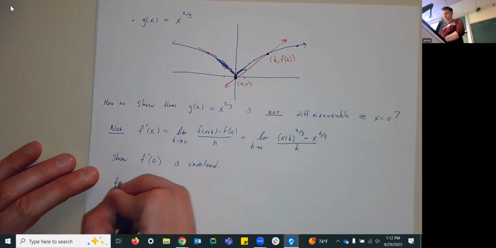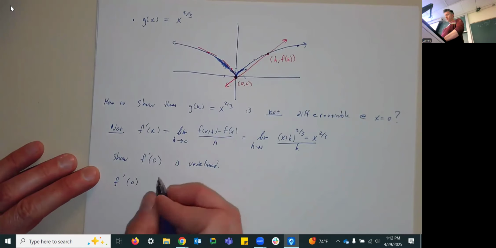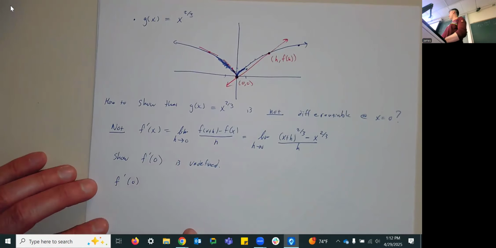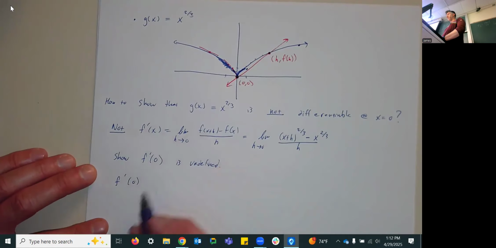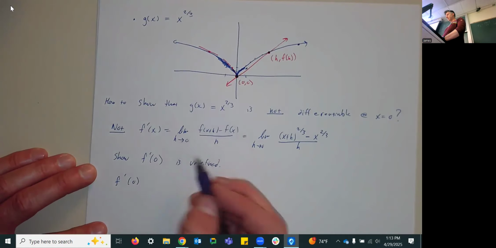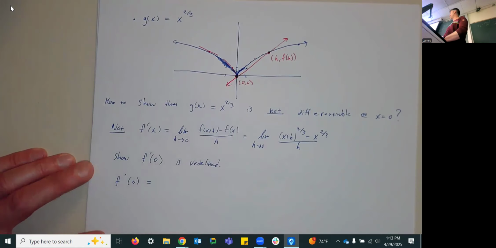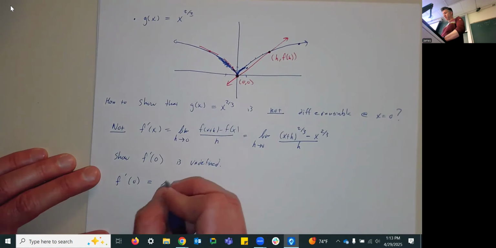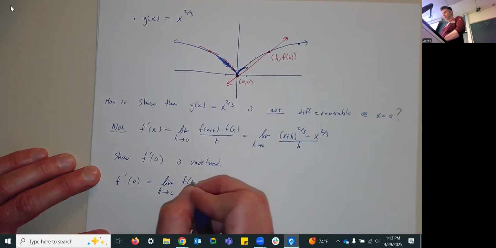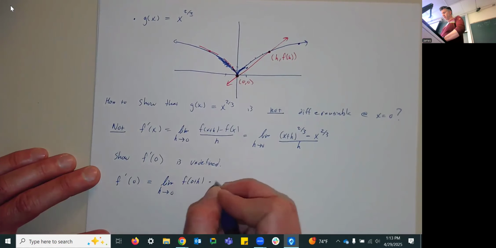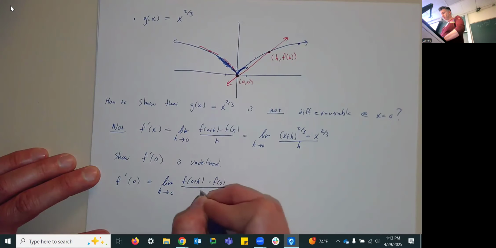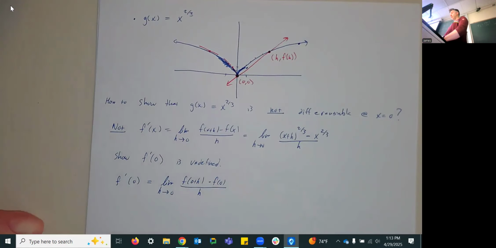So here's what we've got. Notice how the definition I'm about to write is going to look very similar to this. I'm just going to replace the x's with zeros. So f prime of 0 is going to be the limit as h approaches 0 of f of 0 plus h minus f of 0 divided by h. So instead of finding the derivative at any value of x, we are specifically looking at the derivative when x is equal to 0.